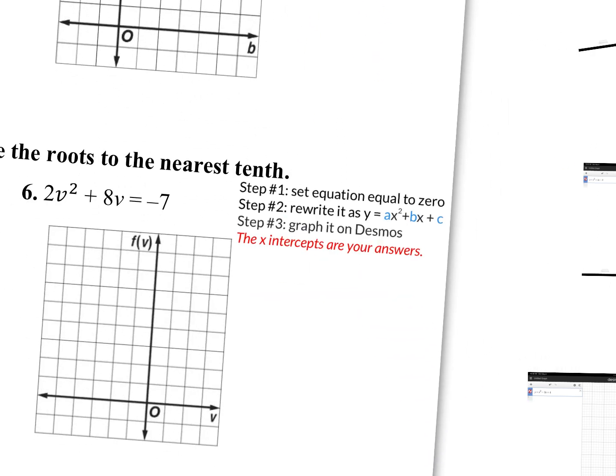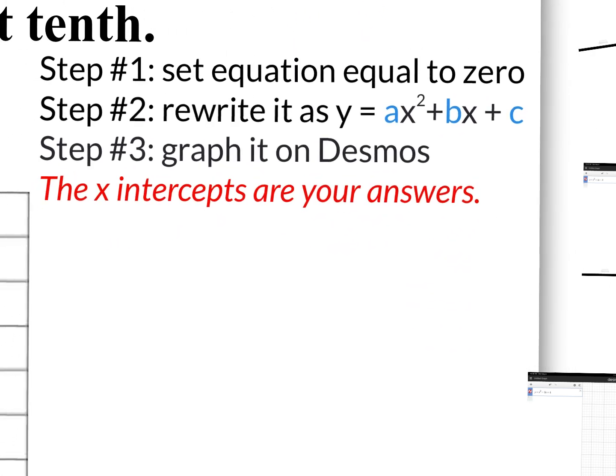So once again, here are the steps. Step 1, set the equation equal to 0. Step 2, rewrite it as y equals ax squared plus bx plus c. Step 3, graph it on Desmos. Find the x-intercepts. Those are your answers.